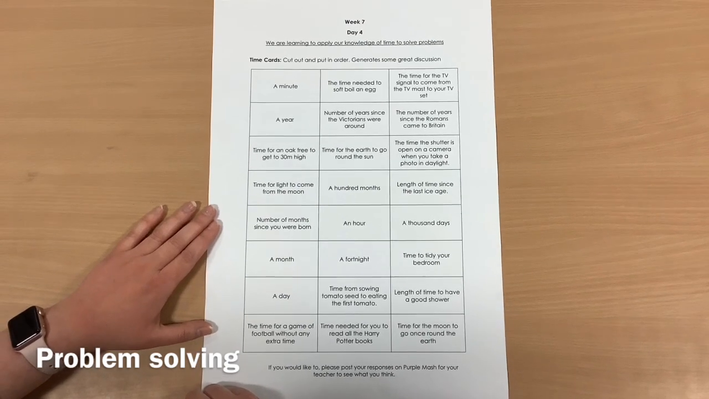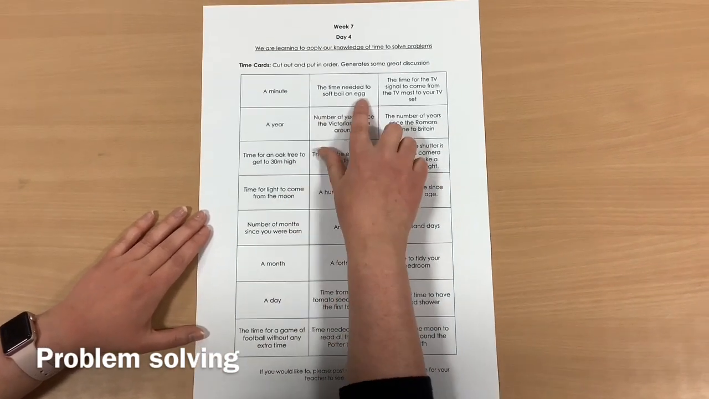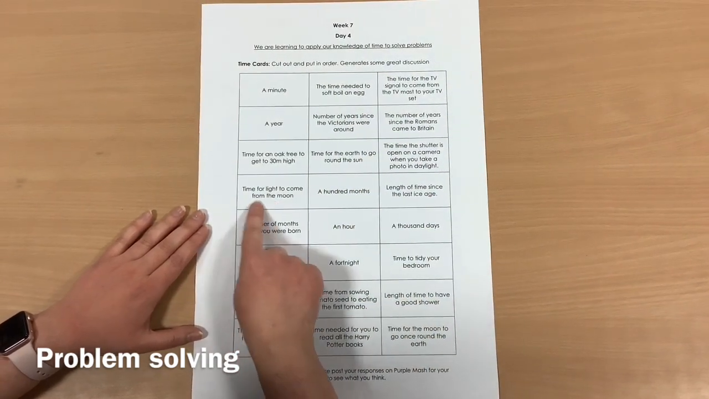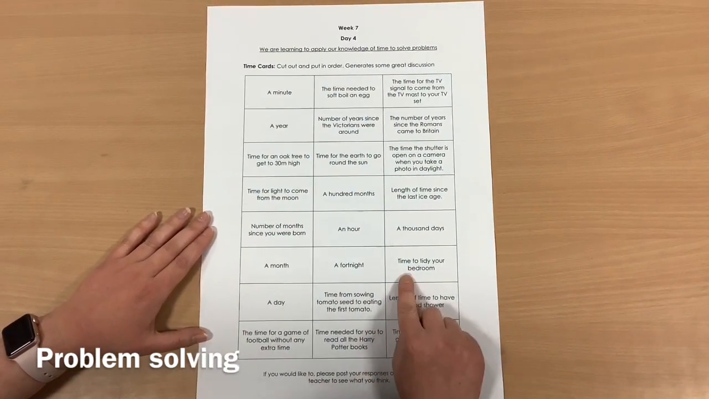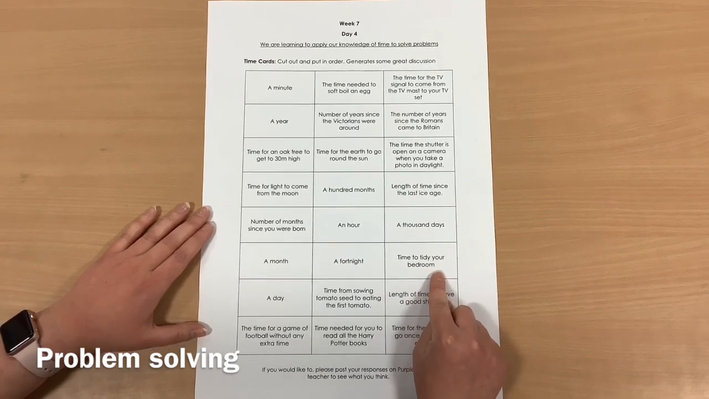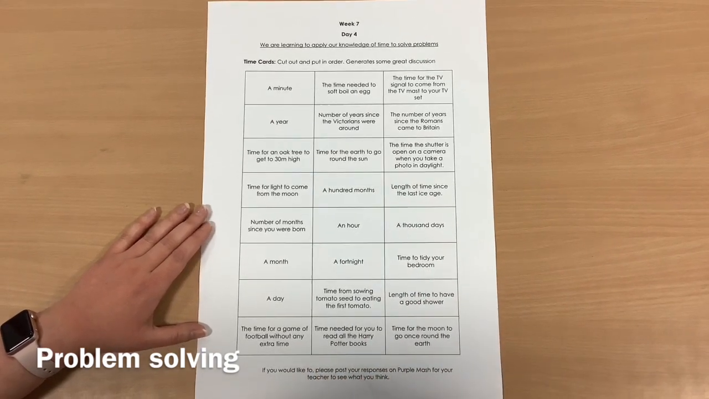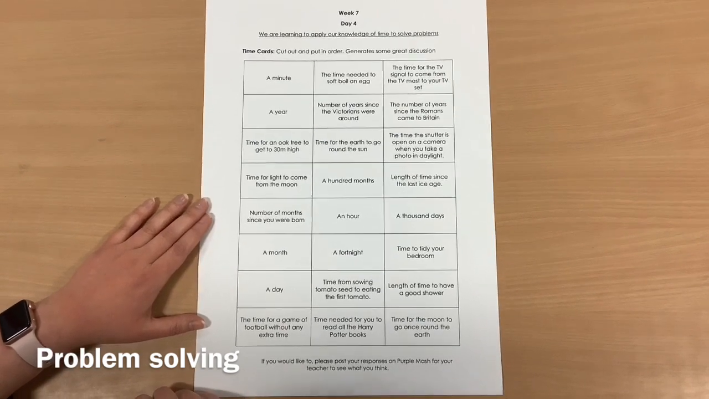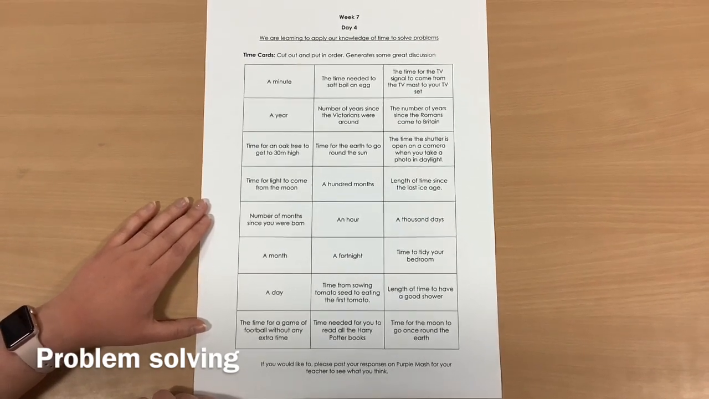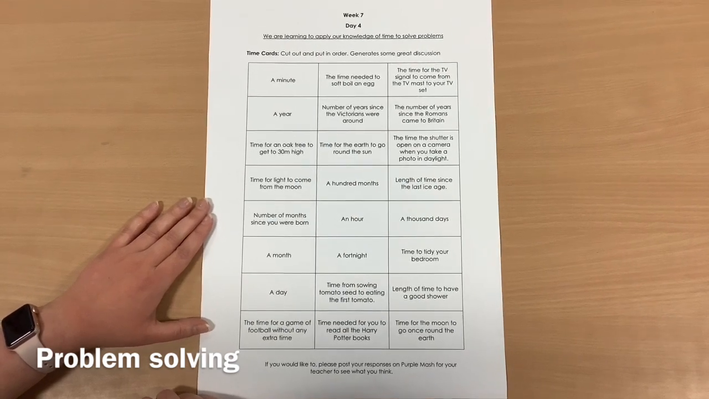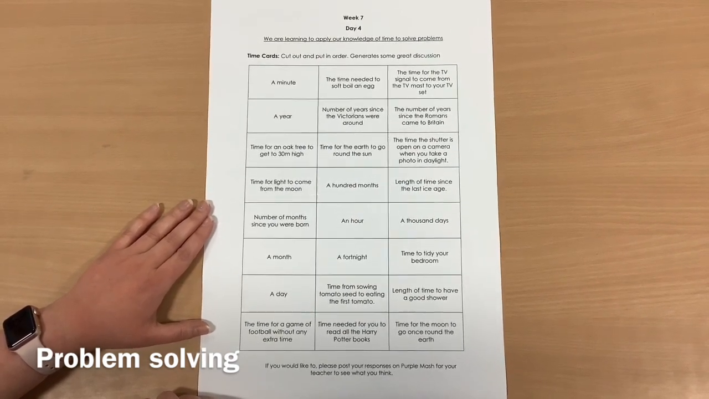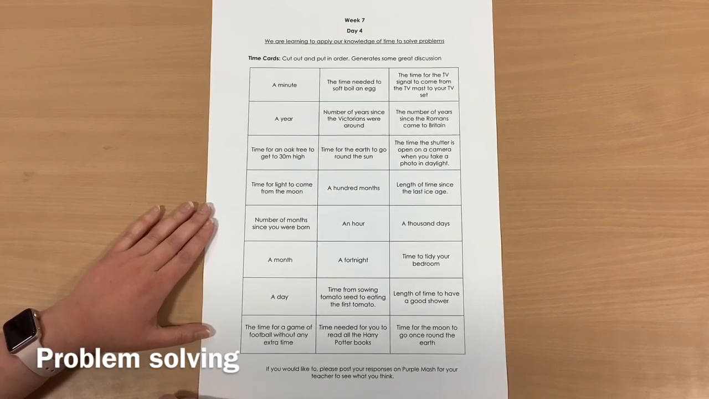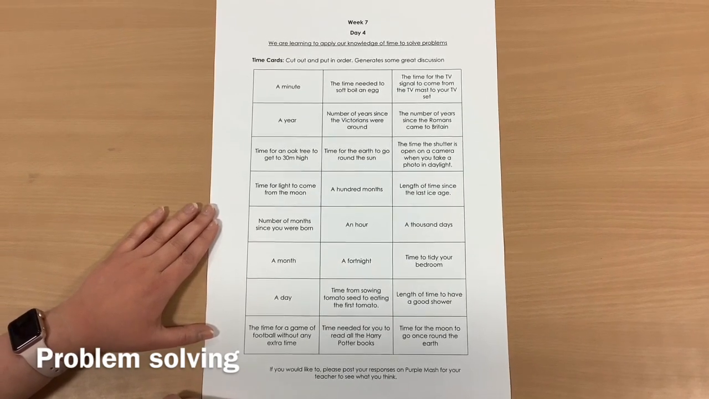So, for example, we've got things like the time needed to soft boil an egg, time for light to come from the moon, time to tidy your bedroom. So what you can do is have some quite nice discussions, and see if you can put them in order of time. It would be really nice for you to take a photo of what you've come up with and pop it onto Purple Mash for your teacher to see. So good luck, and I look forward to seeing what you come up with.